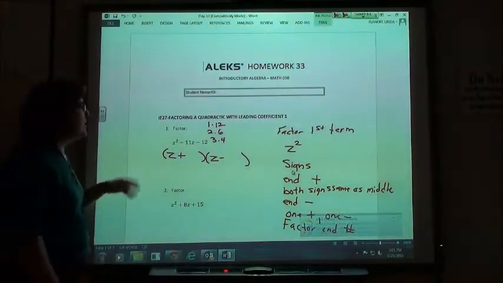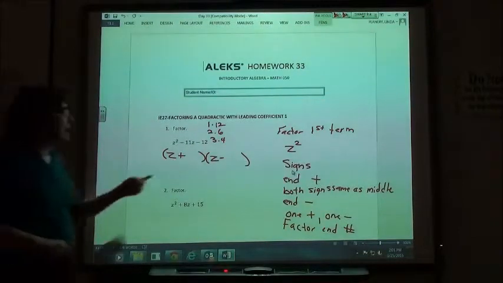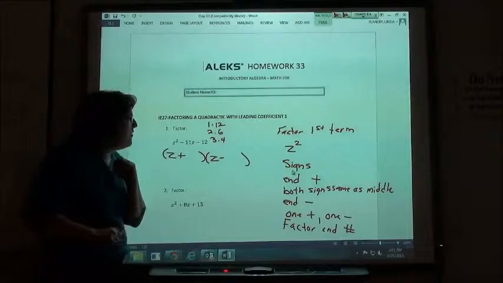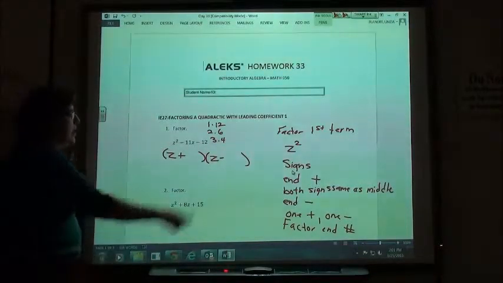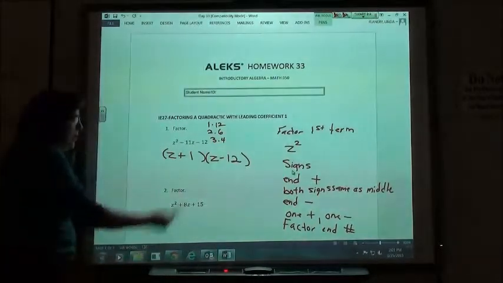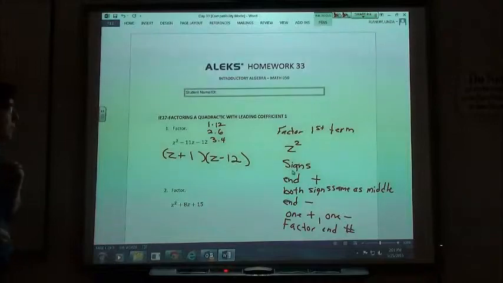So if you look at the Alex explanation, they're going to have a whole bunch of stuff written there. But what you're looking at is if I add and subtract these numbers, which pair would give me a minus 11? If I happen to have a plus 1 and a minus 12, a positive 1 minus 12 is the minus 11 that's in the middle.